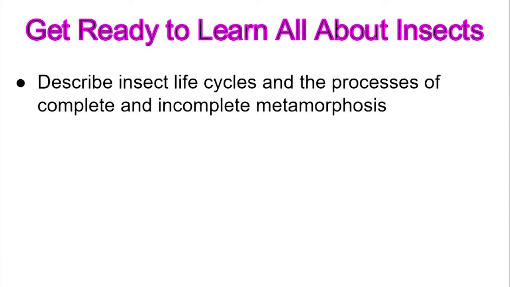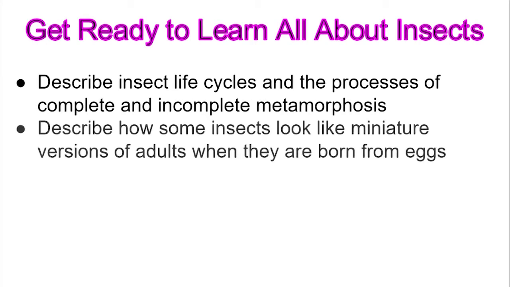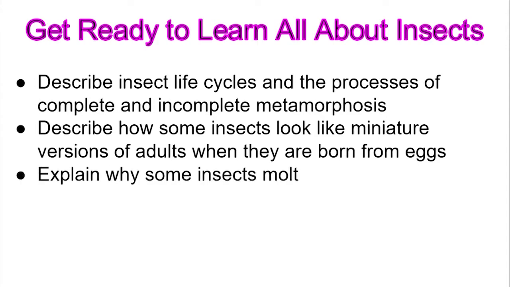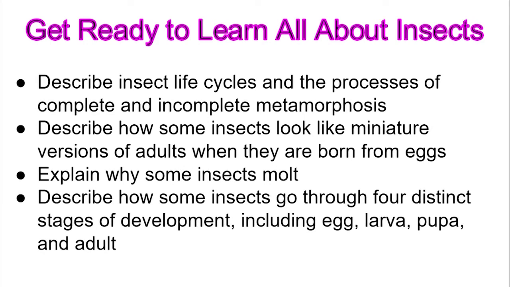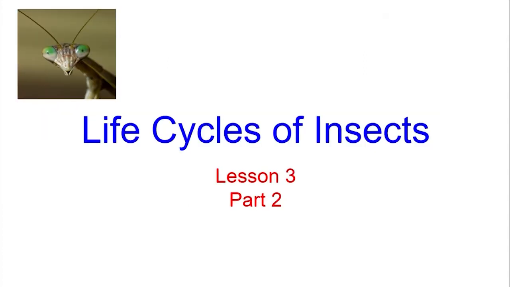After today's lesson, you should be able to describe insect life cycles and the processes of complete and incomplete metamorphosis. You should also be able to describe how some insects look like miniature versions of adults when they are born from eggs. You will be able to explain why some insects molt, and you will also be able to describe how some insects go through 4 distinct stages of development, including egg, larva, pupa, and adult. Here's our title for today's lesson. Again, it is the life cycles of insects, and this is part 2.